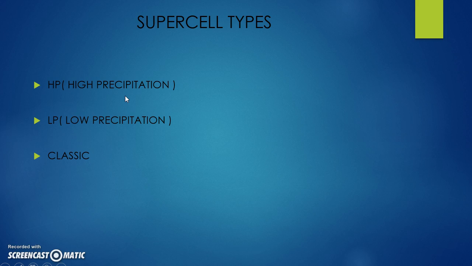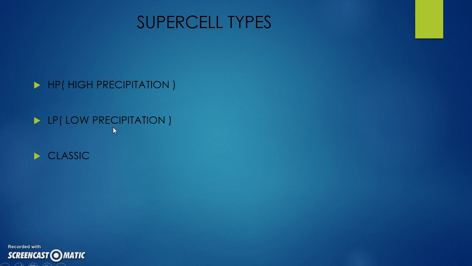HP, which would be high precipitation. We see a lot of those at least east of the Mississippi River, where we're right above the Gulf of Mexico. We have a lot of moisture that basically just surges northward. We can also see these types of supercells when we're dealing with a warm front situation.